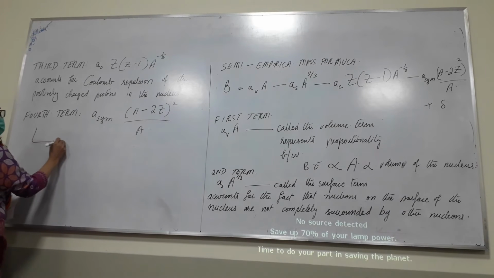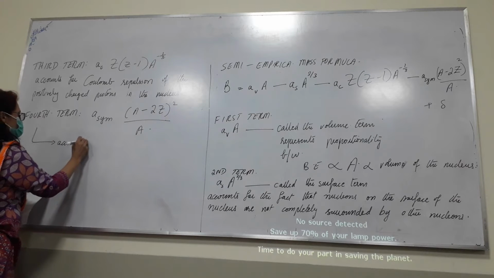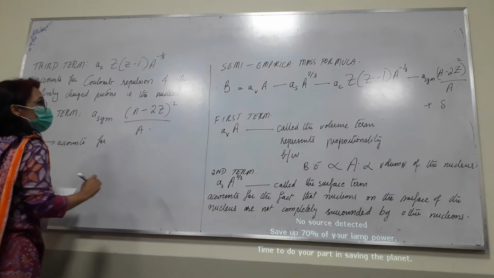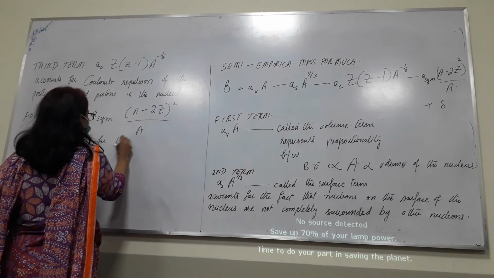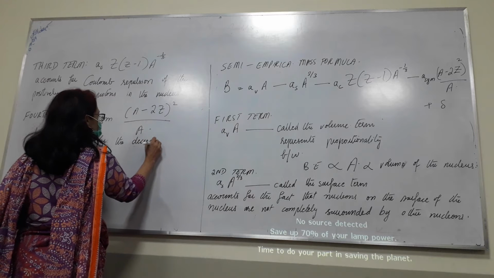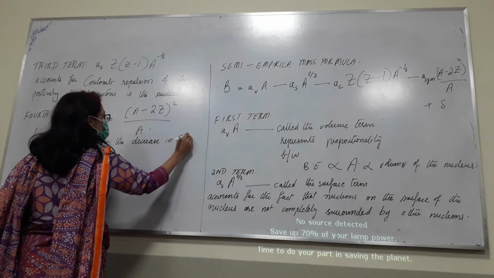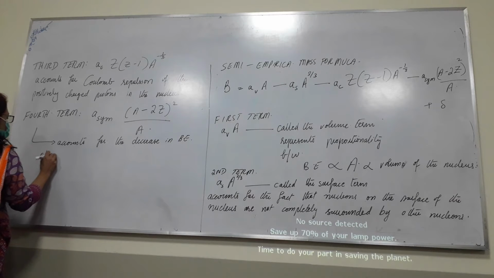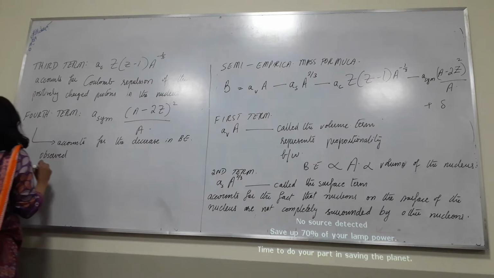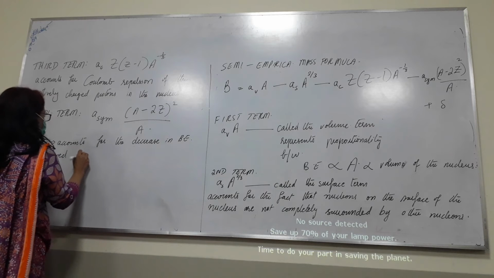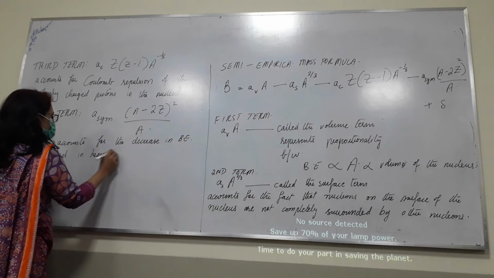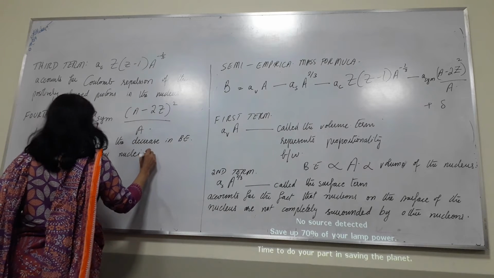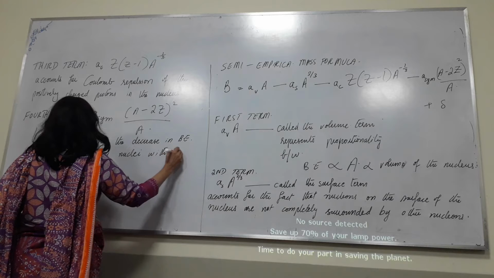so this accounts for the decrease in binding energy observed in heavy nuclei with an excess of neutrons.